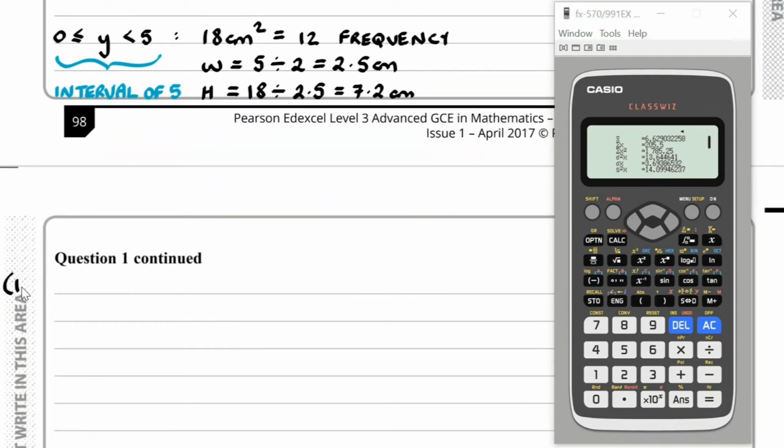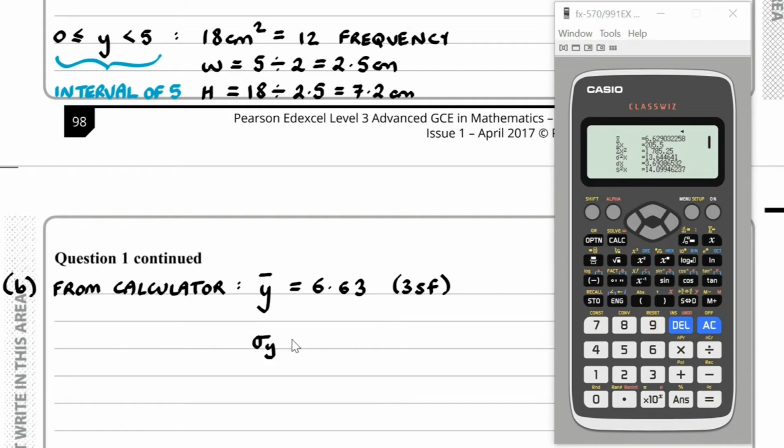So for part B, from the calculator, the mean, rather, because we've got data involving Y's, Y bar is equal to 6.63, and that's given to 3 significant figures. And for the standard deviation, we need to use sigma Y, for the standard deviation. That's 3.69, given to 3 significant figures.